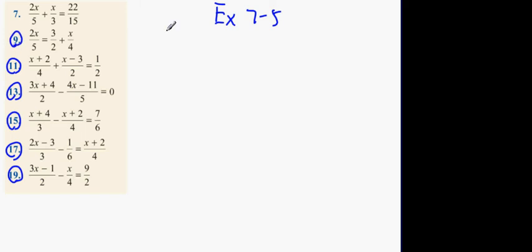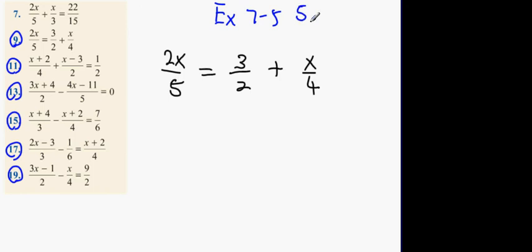Now guys, we're going to have a couple of these done today. Now here's what happens, alright? 2x over 5 equals 3 over 2 plus x over 4. What you do is you grab the biggest denominator, the biggest number that's on the bottom. Which one is it? 5. 5, count up in 5s. 5, 10, 15, 20. Stop when you get a number that the other two numbers on the bottom divide into.